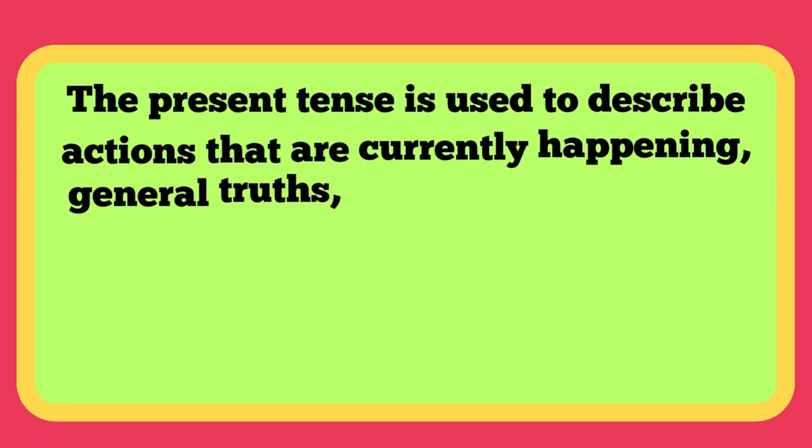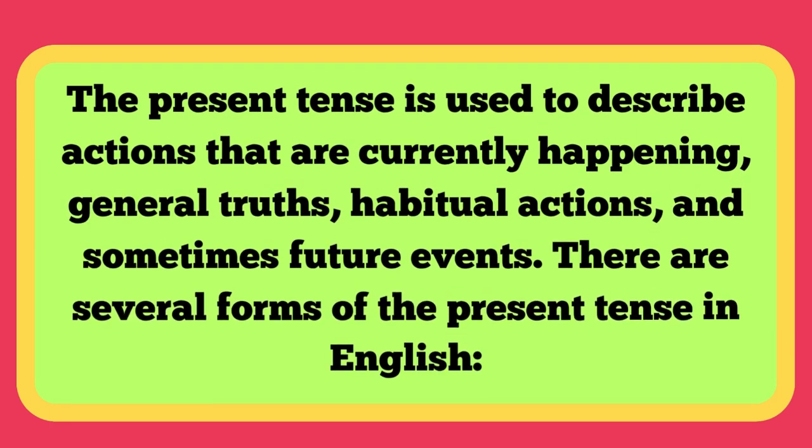The present tense is used to describe actions that are currently happening, general truths, habitual actions, and sometimes future events. There are several forms of the present tense in English.